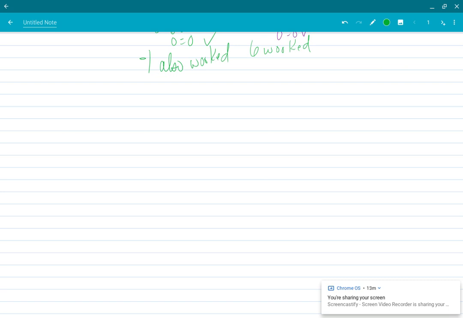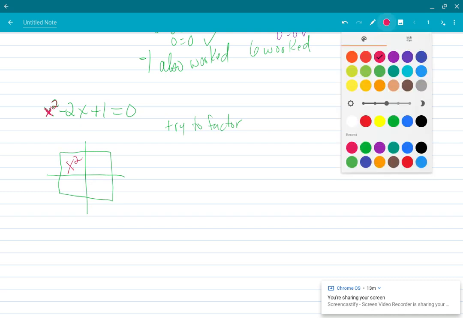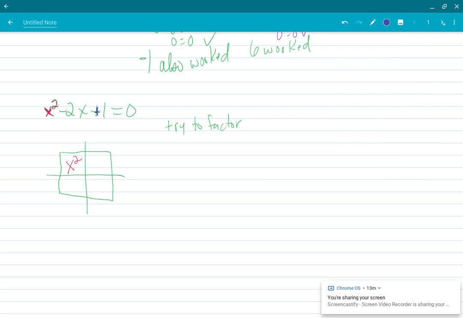All right. Oh, this is easy. This is simple. X squared minus 2x plus 1 equals 0. Okay. So, first step, try to factor it, which means make the area model, right? And put the proper things in this. This one goes here. And then this one goes here. It's a positive 1, right? You don't really need the plus 1, but it's a positive 1.